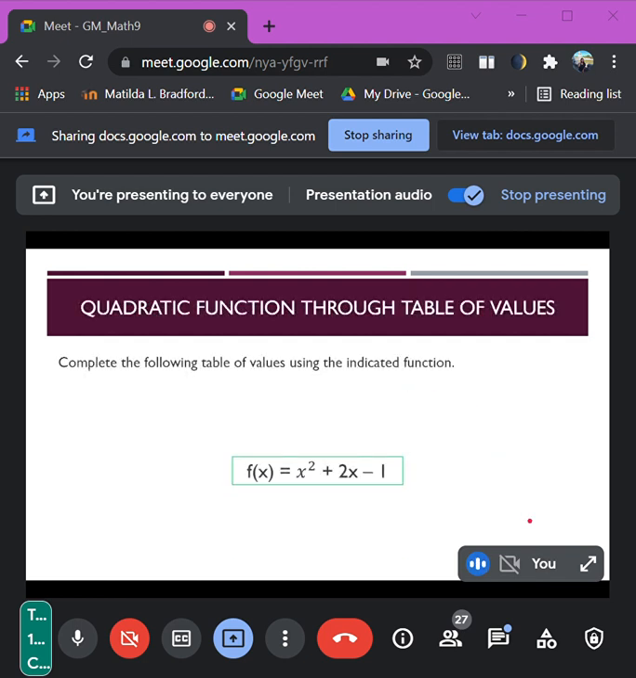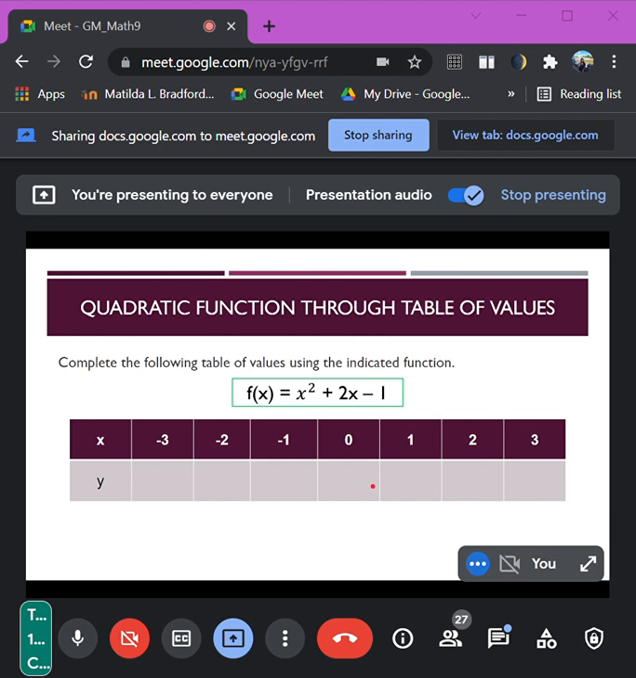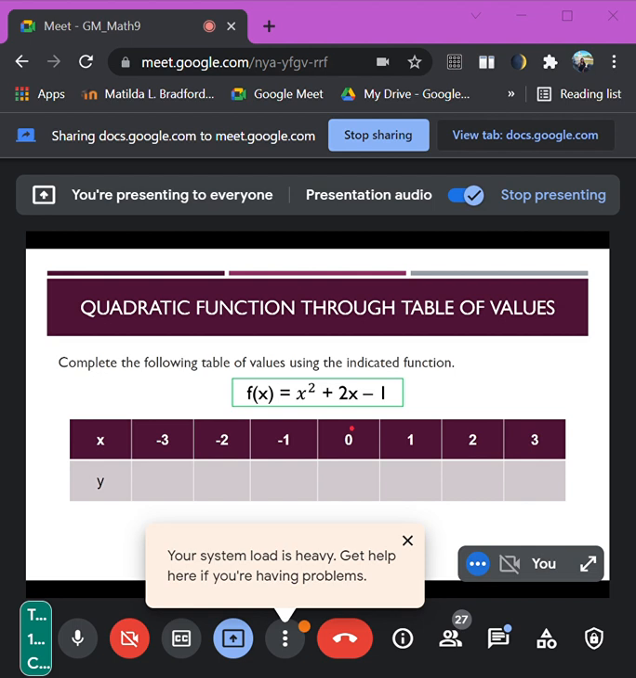So this one, the given function here. Is it quadratic? Yes or no? Yes. Okay, yes. So we are just going to use this table of values here. Same process, class. We're going to substitute our x in the given. Sige, try daw na to.